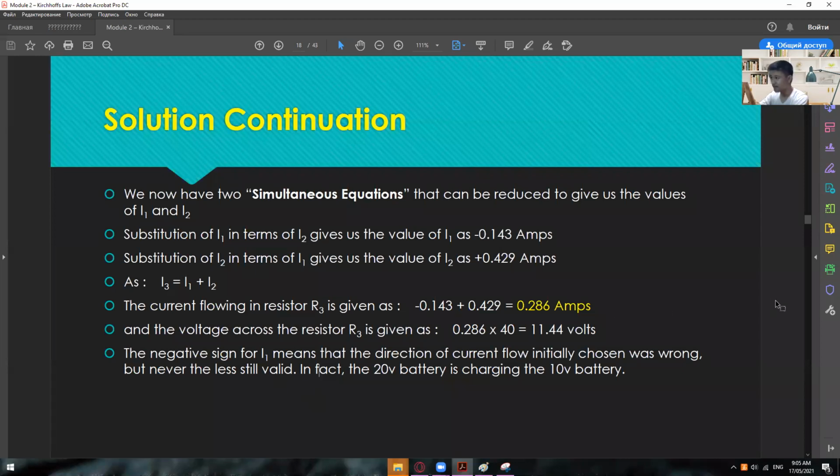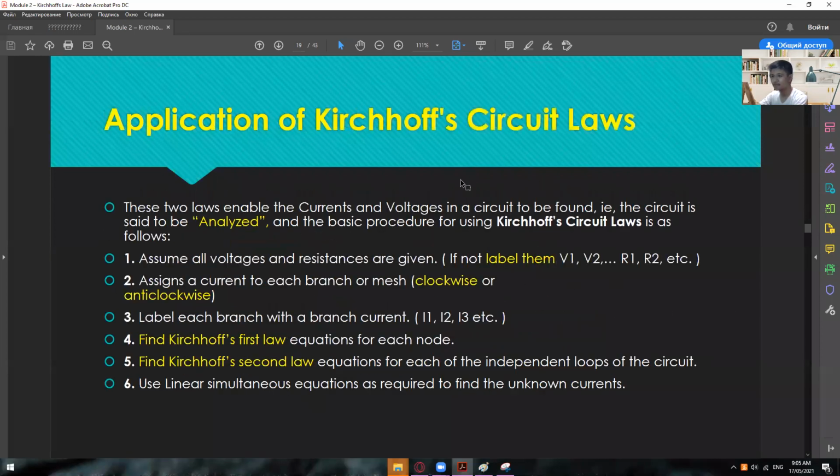Right, so maybe none anymore. So let's now proceed to the next one. Okay, so in here, here's the summary on how to use the KCL, or how to apply KCL.